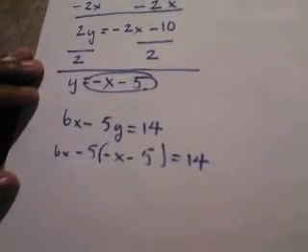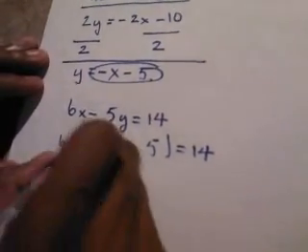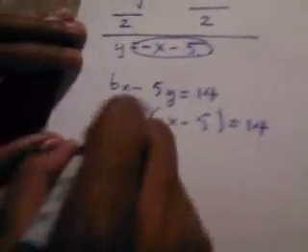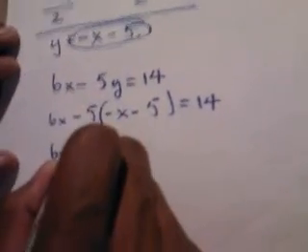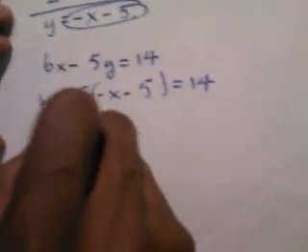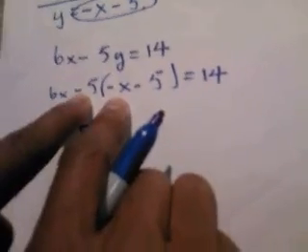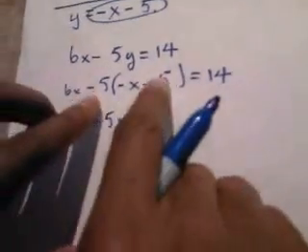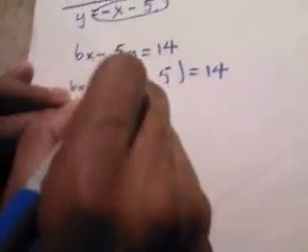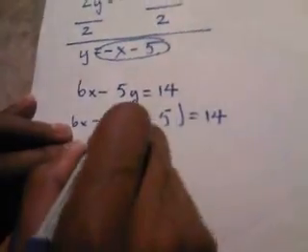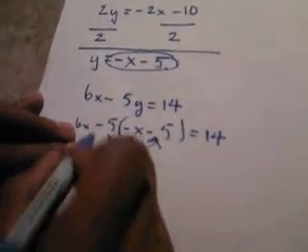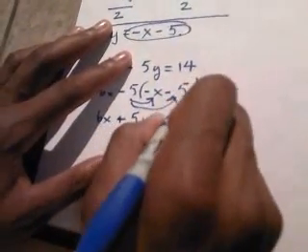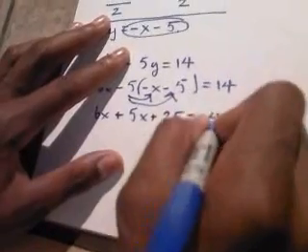Okay. Now you want to take this portion of the problem and distribute this negative 5 into the parentheses, which means you're going to get a positive, because a negative times a negative is positive. So you're going to get positive 5x, and then you multiply the negative 5 times the 5. Negative 5 times negative 5 equals positive 25, equals 14.